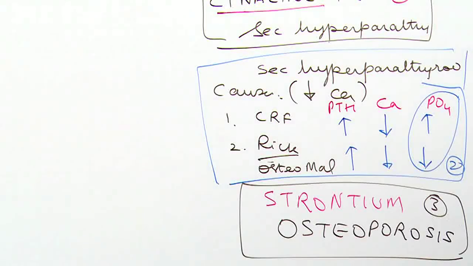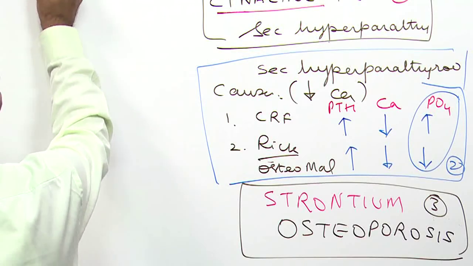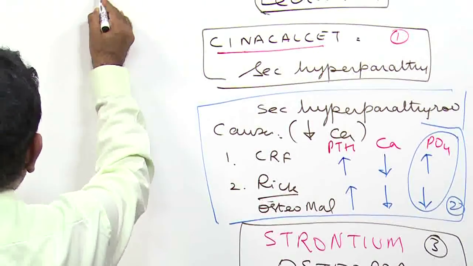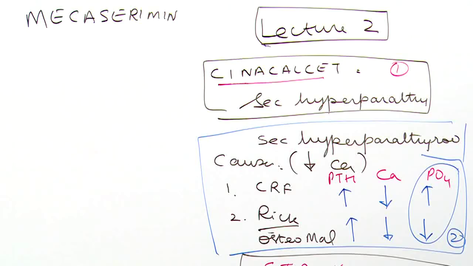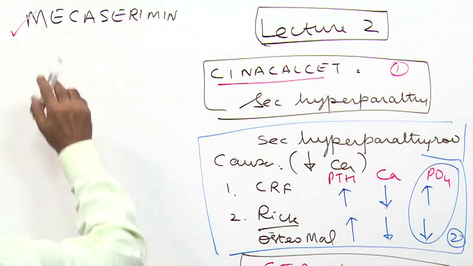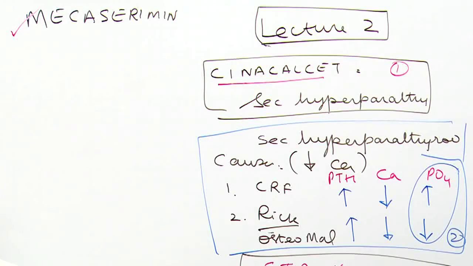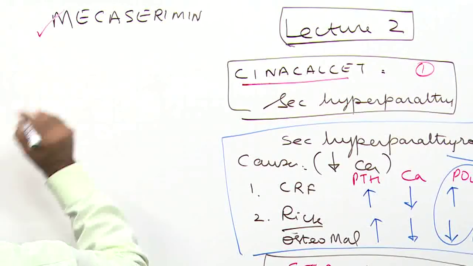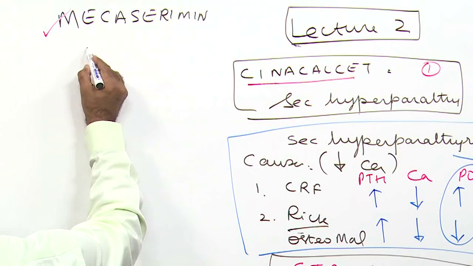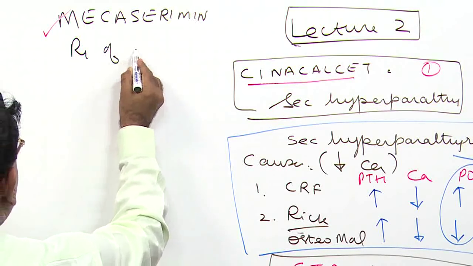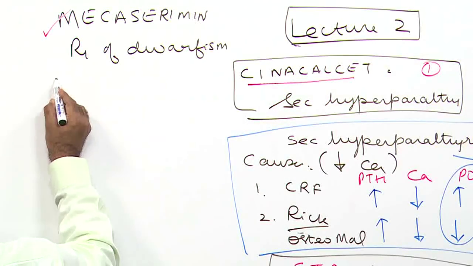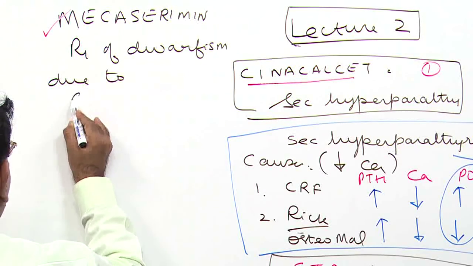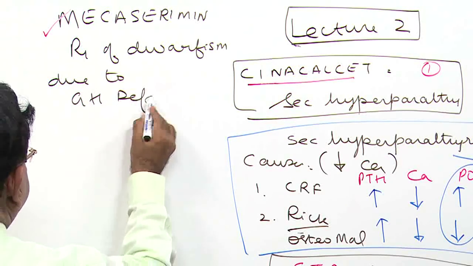Now a new drug has come up, and this name is not given in the 19th edition of Harrison also. That is mecaserimin. This is a new drug beyond the 19th edition of Harrison. It is used for treatment of dwarfism due to growth hormone deficiency.